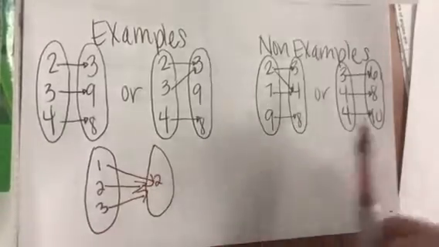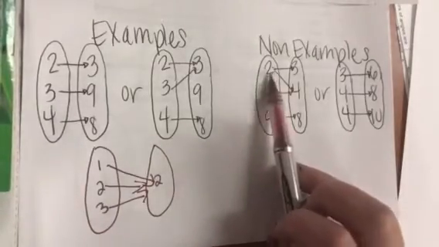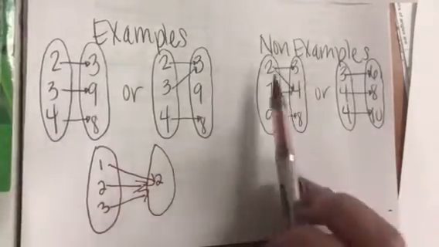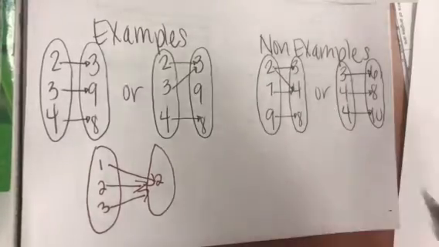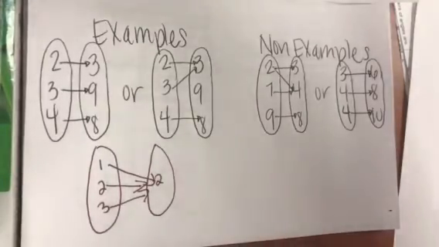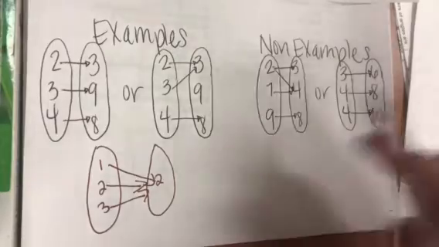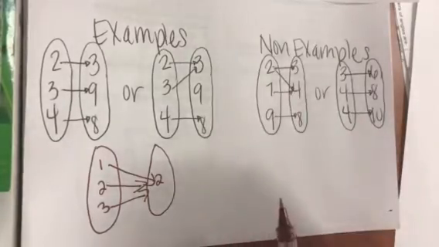Let's look at something that's not an example. So 2 goes to 3 and 4. That means it has 2 outputs. Remember, if I put one thing in, I get one thing out. That gives 2, so that is not an example.